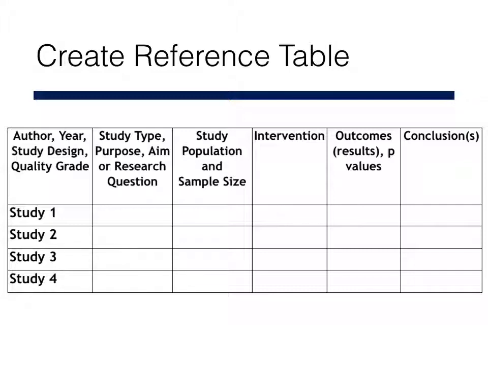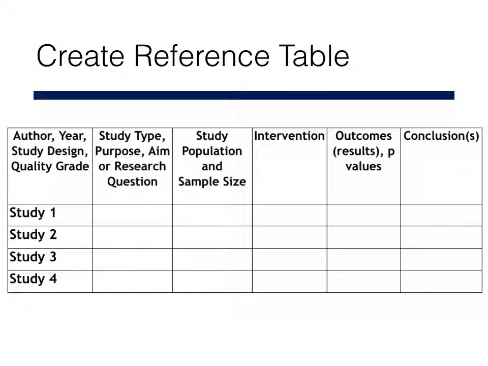I generally put one topic per column so I can search on the information. This helps me, for example, if I want to look at all the intervention studies that included social cognitive theory, then I would be able to easily filter that information and show it within the table. The next section includes the study population and sample size.